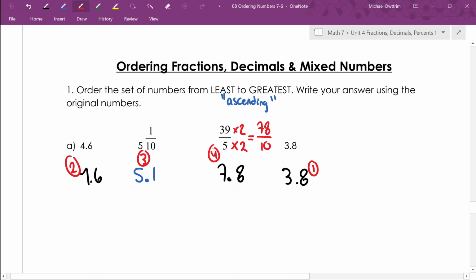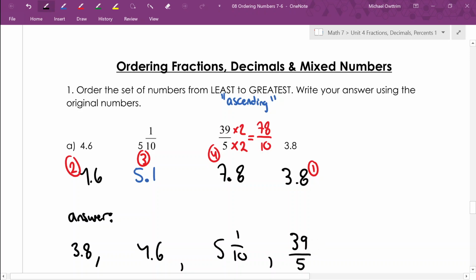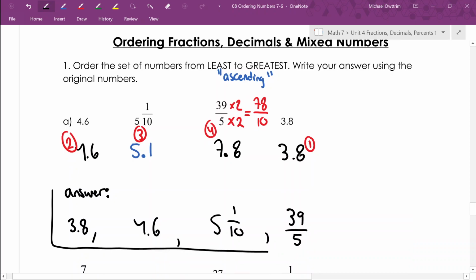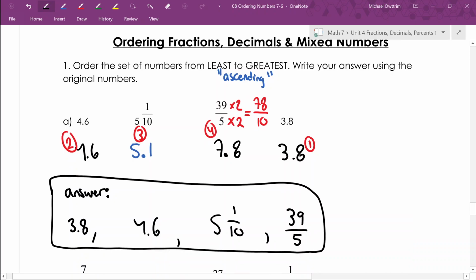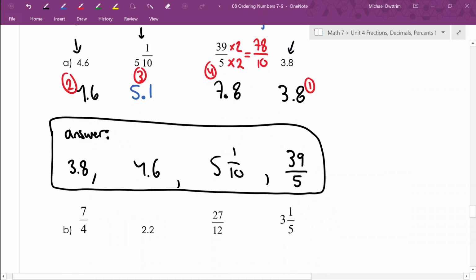And so we're going to write those in order. We're going to use the original numbers in our order. So we've got our 3.8, then our 4.6, then our 5 1/10, and lastly our 39 fifths. Now this is a question where sure we can convert them, and that way we're absolutely confident in our answer. But if you just look at them, 3 of them we could order without doing any conversions, just based on their whole amounts, right? 4, 5, and 3 we're able to order. And so the only one that we really had to do something with was our 39 fifths.